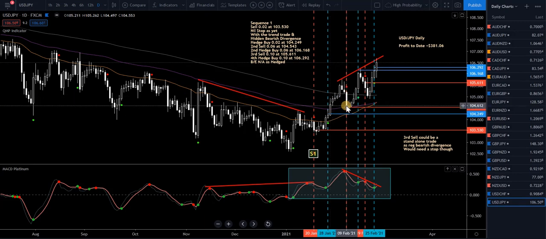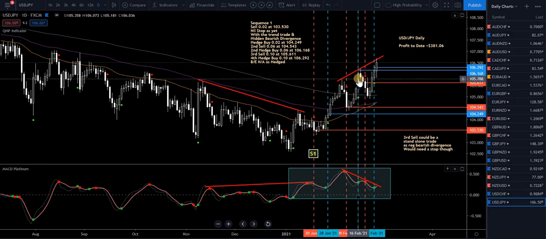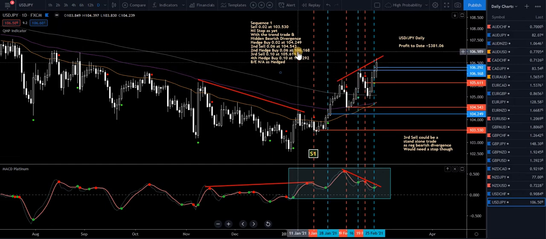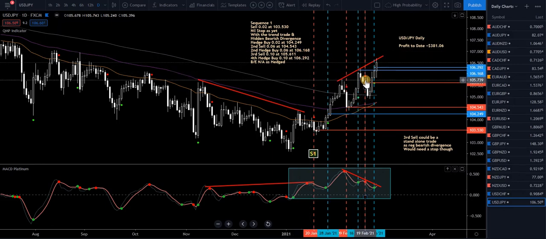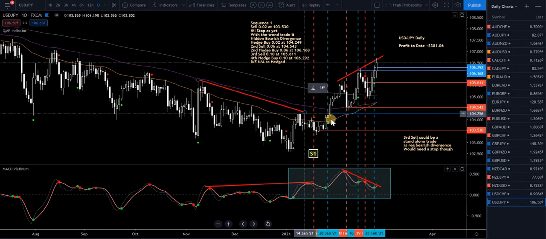Then I got another sell signal here. So that's the second sell. Took that, went against me. Got a second hedge buy, so I had to take that. Then got a third sell. Took that. Got a good entry. Then I get another buy, so fourth hedge buy. So this is going up based on the hidden divergence.